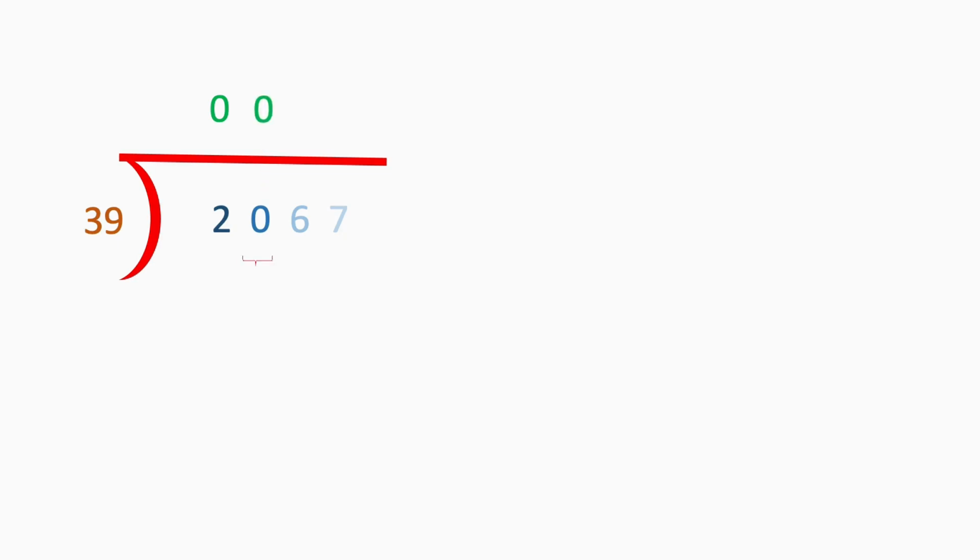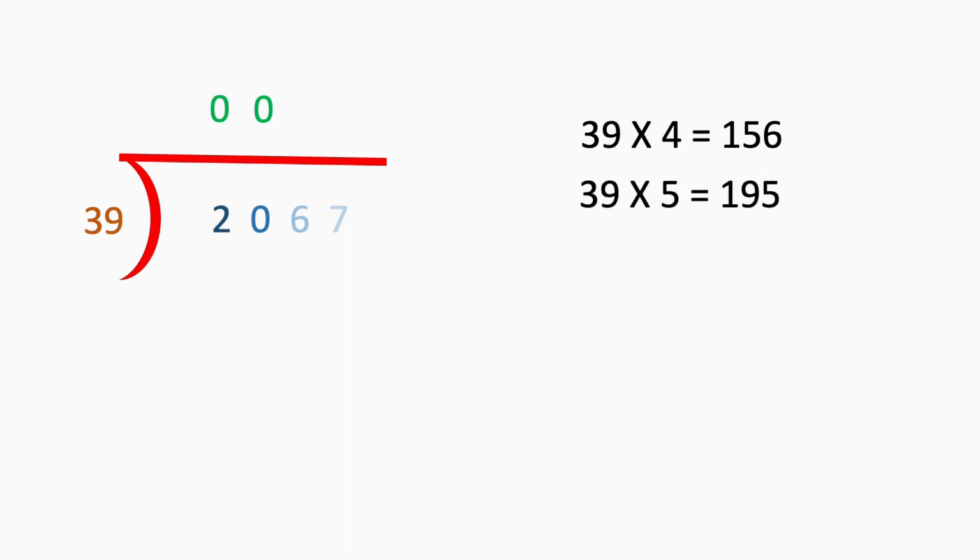How many 39s do you think will fit in 206? Let's try some guesses. Suppose the answer is 4. 39 times 4 equals 156. Uh-oh, it seems that the answer is more than 4. So let's try 5. 39 times 5 equals 195, which is smaller than 206 and can fit in it.